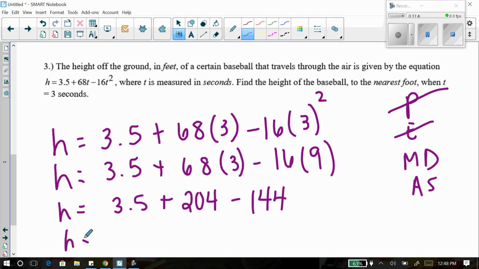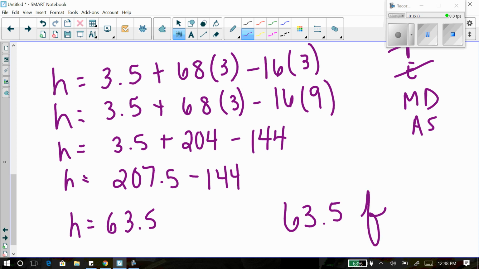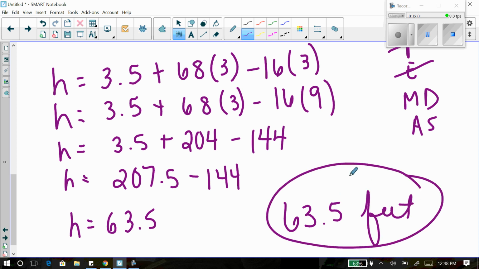Now adding and subtracting, left to right. So 3.5 plus 204 is 207.5 minus 144. And that gives me 63.5. So your answer is 63.5 feet.